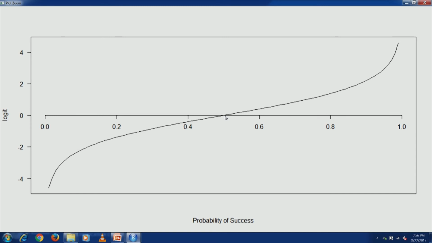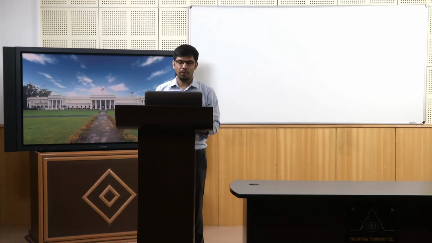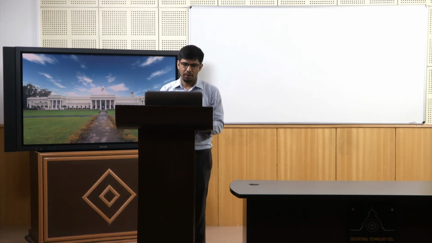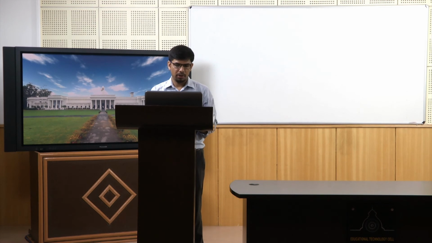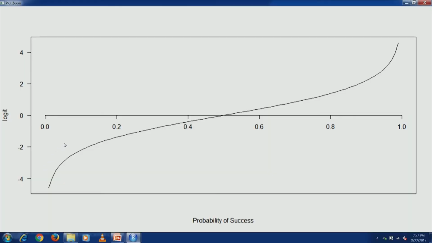That is because this expression is log of p divided by 1 minus p. So p divided by 1 minus p will be 1 when the value of p is 0.5. Therefore log of 1 is going to be 0. So at probability value p equal to 0.5, this logit function is 0, right? And when the probability values are close to 0, the logit values are closer to minus infinite. They are high values on the negative side.